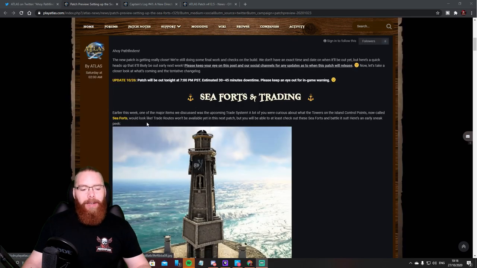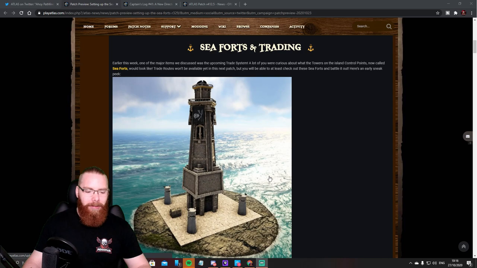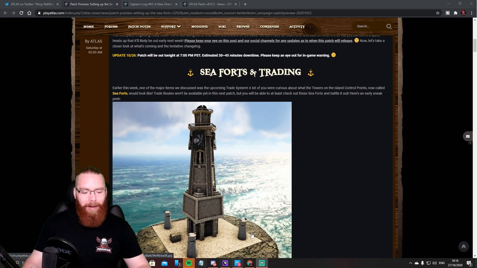So obviously as well, they've already changed the name of the control points to sea forts, which is kind of cool, but maybe they should have made this look more like a fort. Maybe have some outer walls and a keep. You've got to fight through the walls, get into the keep or something. I don't know. But yeah, so they've changed that already.